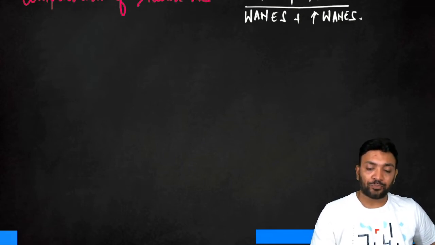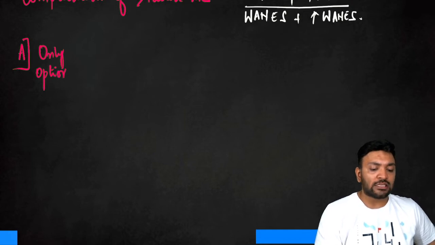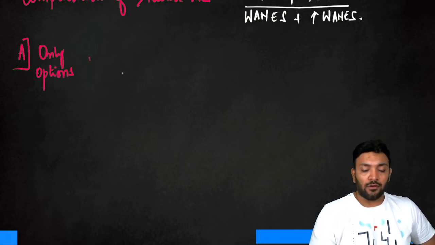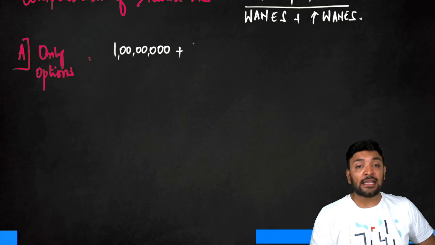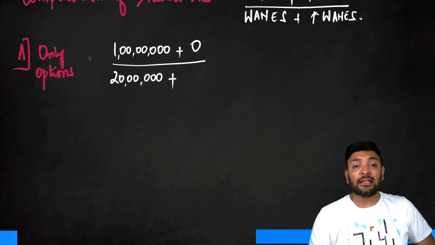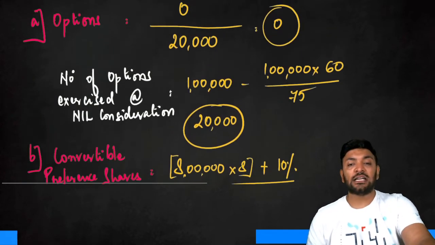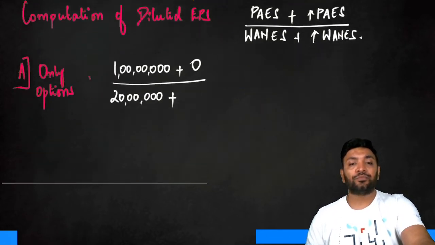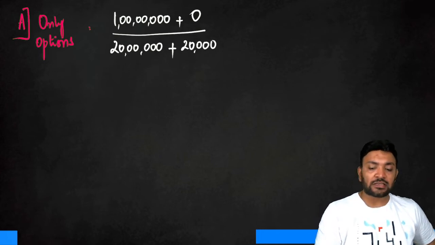First case, case one. Only options got converted. Calculate. What is the diluted EPS in this case then? First, PACE 1 crore plus increase in PACE due to options is 0. VANs, originally I had 20 lakh VANs. Increase in VANs due to options, check. Options, what was the denominator which I considered? 20,000 plus 20,000. Okay, I'll solve it later on. I'll first write down all the seven cases.